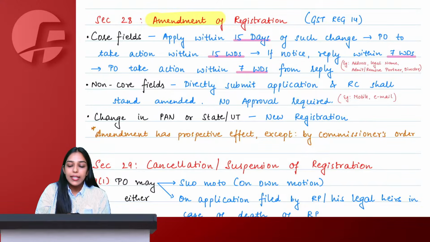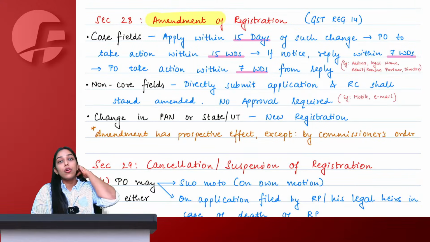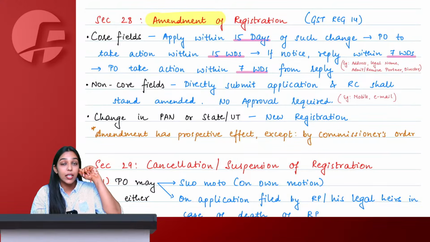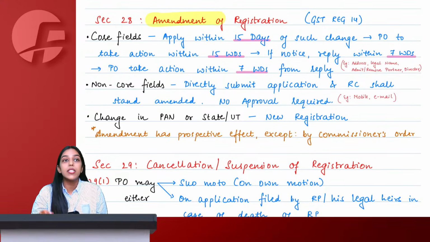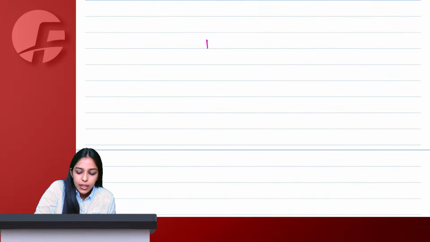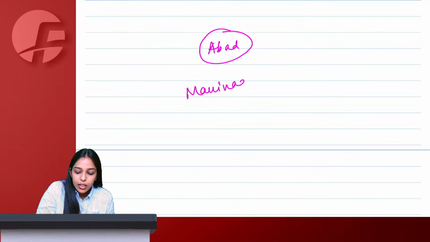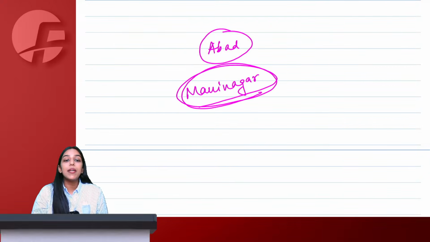Amendment, very simple. It says that you have to make an application in REG 14, anyways not required to remember. So, if I want to amend my core field, what is my core field which is important, based on which decisions can change, based on which if the department wants to find you sometime, they might have a hard time finding you. Let's say I'm changing my address, my declared place of business in Ahmedabad only. Let's say I'm in Ahmedabad and my declared place of business is in Maninagar. Now Maninagar is a place in Ahmedabad.